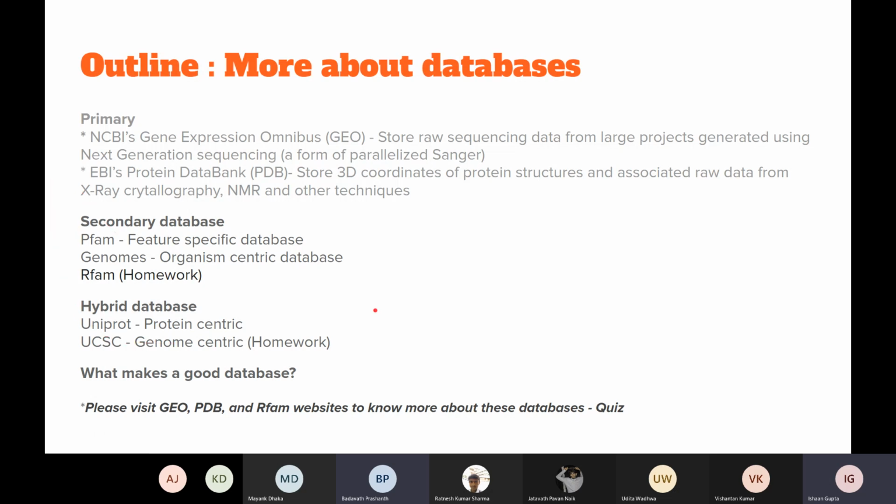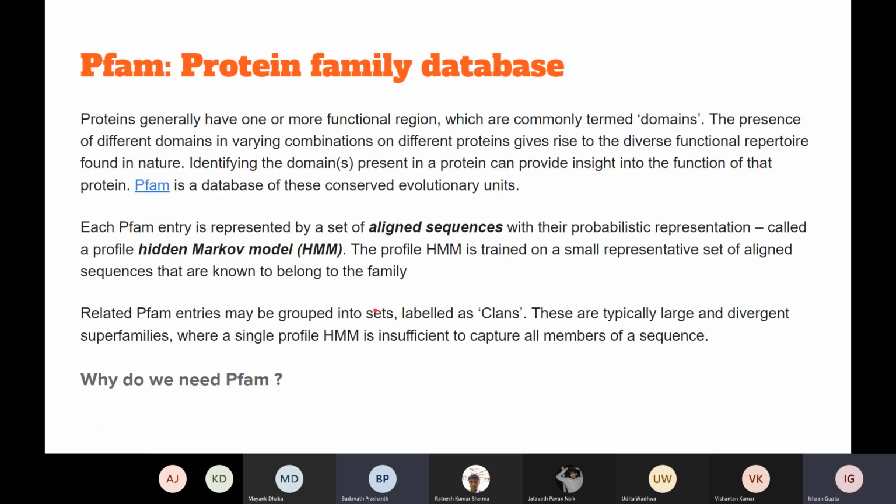So I'm going to talk about each one of these databases in the remaining time. For example, the first secondary database is Pfam. So it's a protein family database. Proteins have one or more functional regions called domains, and the combination of different domains gives a protein the kind of function that it will eventually perform. So Pfam essentially is a database that captures all this information.